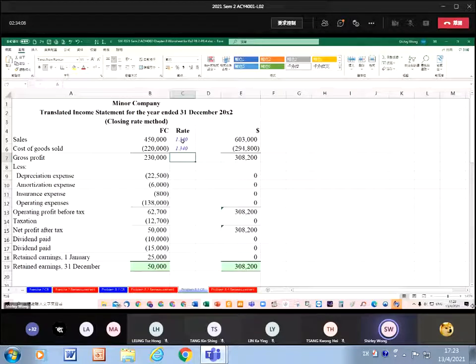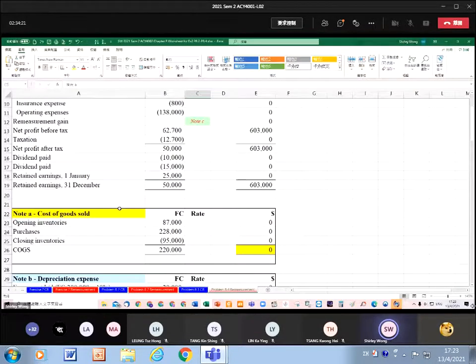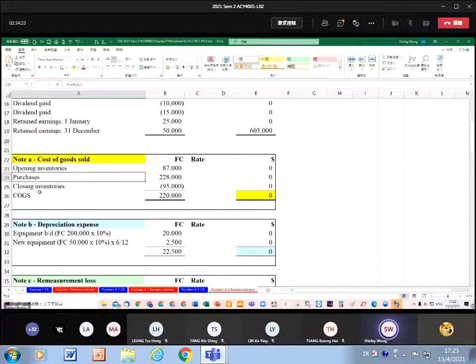Then you just type in the rates, and then they will calculate for yourself. And then for the remeasurement methods, same here. Some of that you need to use the closing rate method, and then closing rate. And then for note A, remember cost of goods sold, we will have opening inventory plus purchase minus closing inventory equal to cost of goods sold.